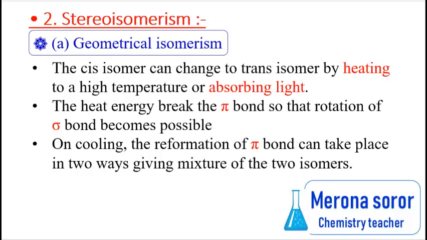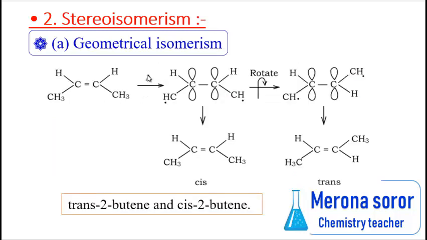The heat energy breaks the pi bond so that rotation of sigma bond becomes possible. On cooling, the reformation of pi bond can take place in two ways, giving a mixture of the two isomers. Heating can break the pi bond and rotation can take place. After reformation of the pi bond, we can see cis and trans isomers.